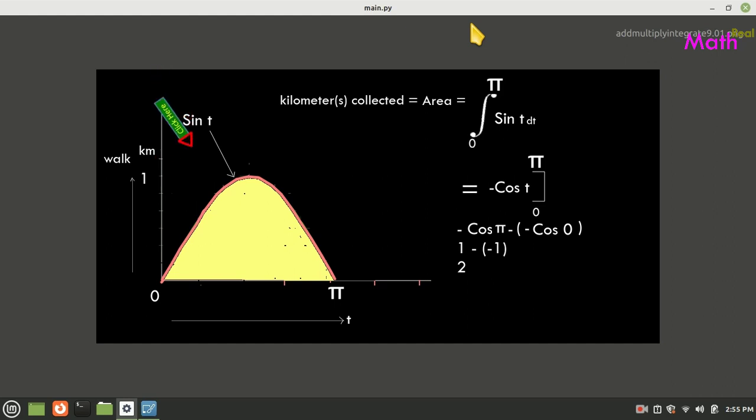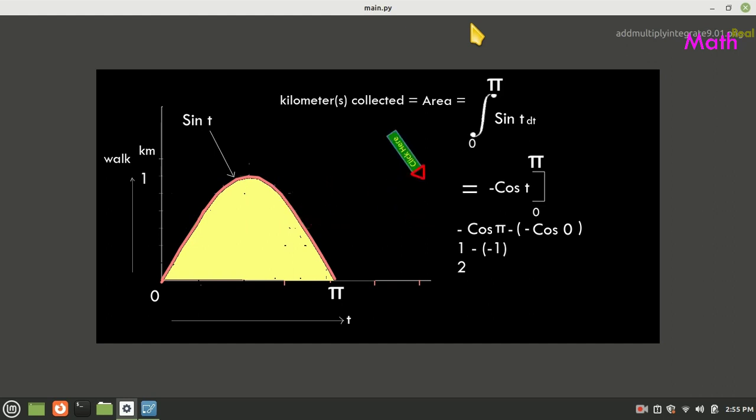So sine t at 0 is 0, that is the sine function, and at pi by 2, that is 90 degrees, it is maximum, that is 1, and at 180 degrees, that is pi, it is 0. So the person walked like this. He increased his speed like a sine curve and then decreased his speed. How many kilometers has he walked?